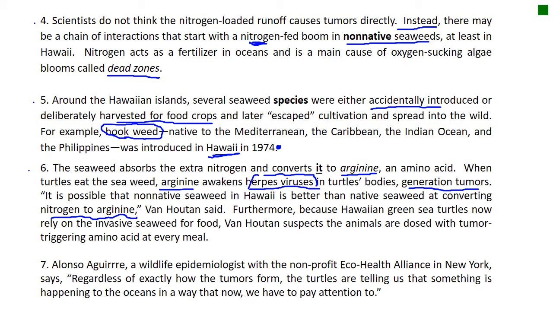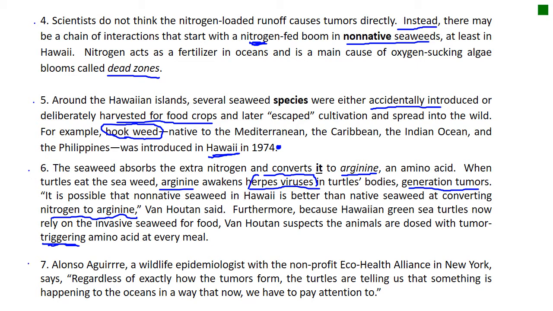Furthermore, because Hawaiian green sea turtles now rely on the invasive seaweed for food, Van Houten suspects the animals are dosed with tumor-triggering amino acid at every meal. So now these turtles that live in Hawaii have gotten used to eating this arginine-producing seaweed, and so it triggers in them, or starts in them, a tumor cycle. It causes tumors.